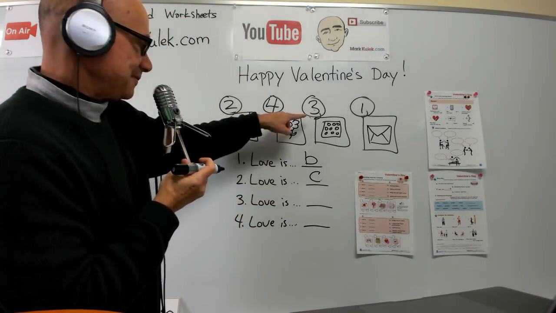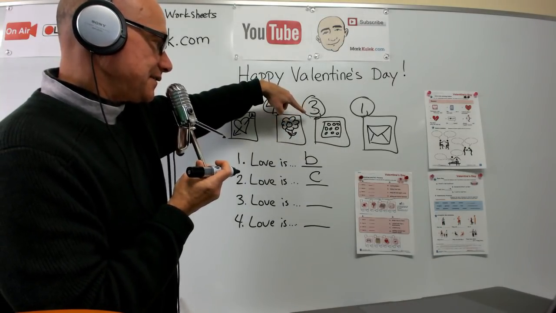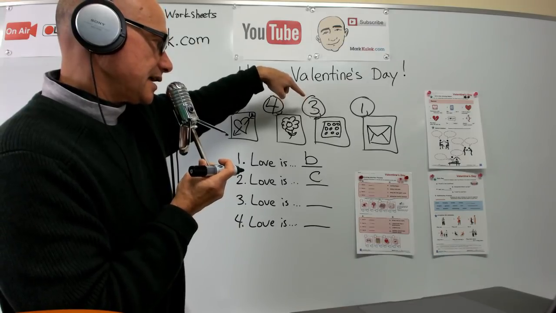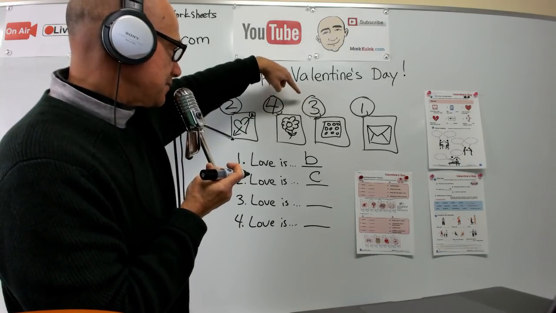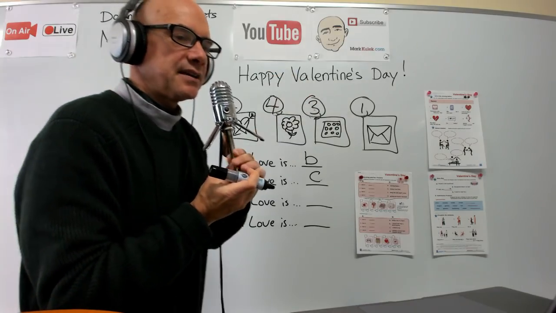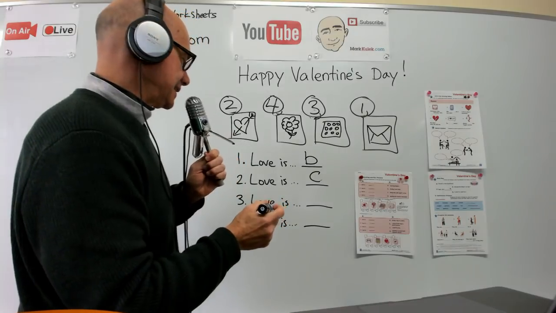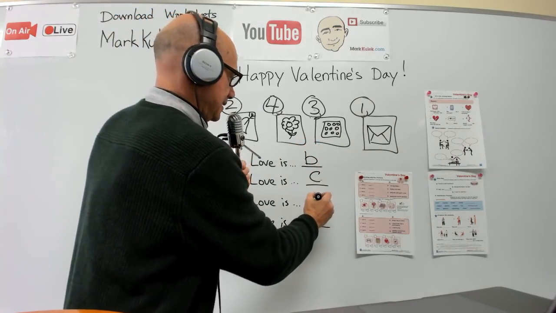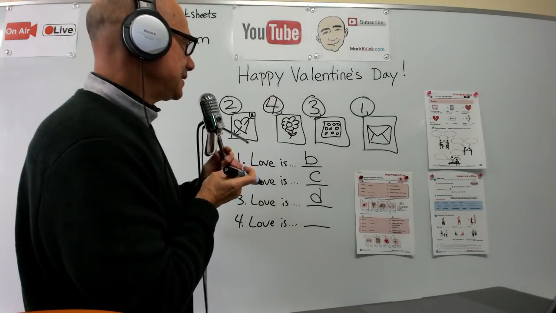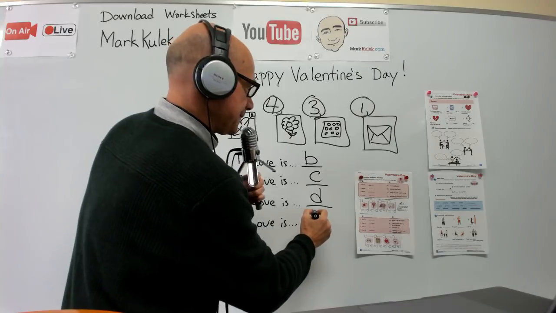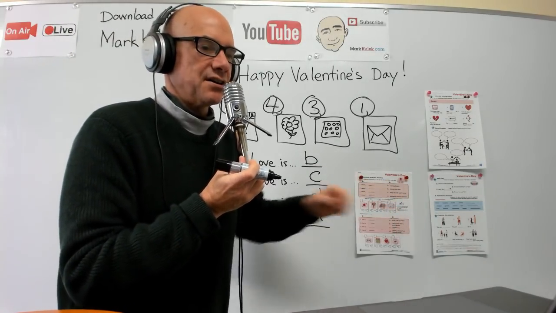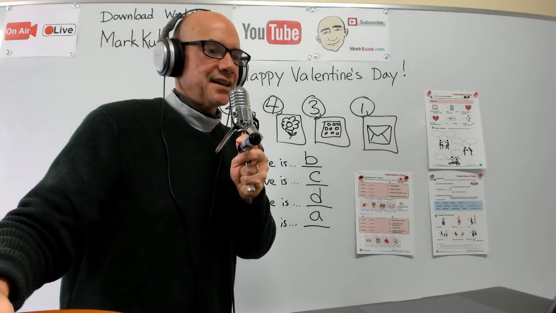Okay, three. A, receiving flowers, or D, getting your favorite chocolates. So three is D, getting your favorite chocolates. And four, love is receiving flowers. So receiving flowers is A. Okay, and it's hard if you don't have the worksheet. Okay? Good, good, good.